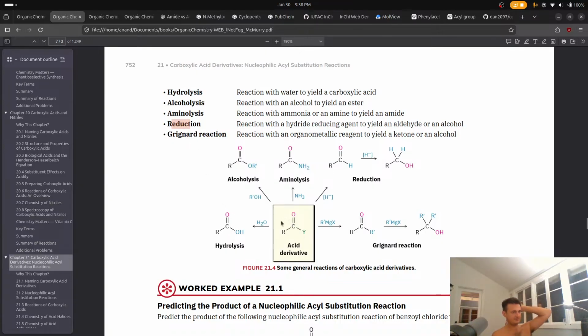So we have an acid derivative, and water will lead to a carboxylic acid. Alcoholysis will lead to an ester.